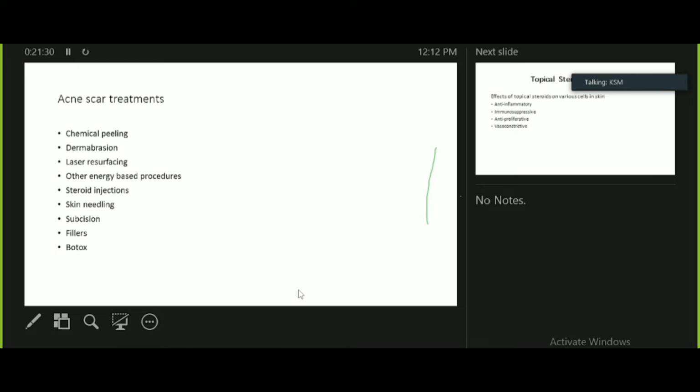And also there are some other energy-based procedures using different lights. Steroid injections, especially for keloidal scars. And then skin needling, subcision, fillers, and botox. Lot of procedures for acne scar treatment.